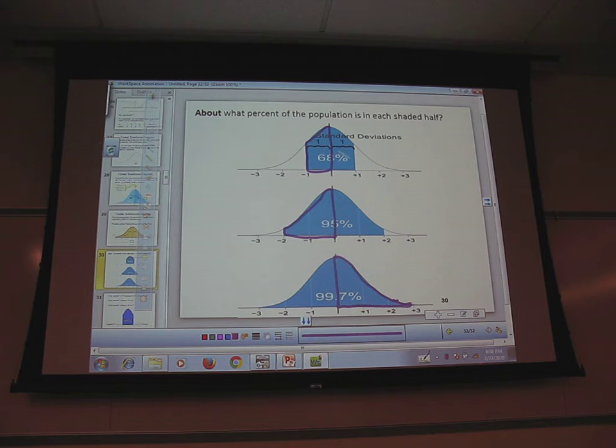Okay, what'd you guys get for the first one? 34%. Half of 68%. How about the next one? 47.5%. Great. And the last one? 49.85%. Good. Everybody okay with those parts? Because it's symmetric, right? Half here, half there.